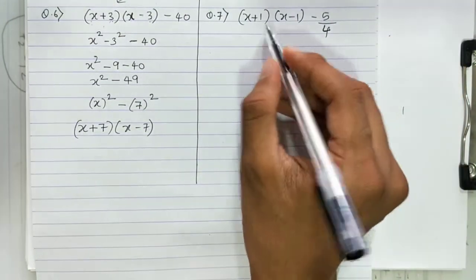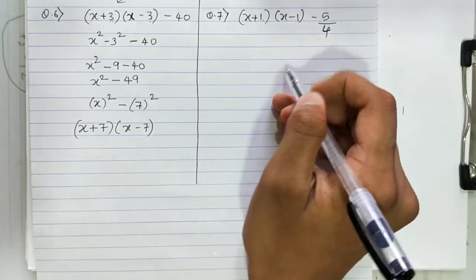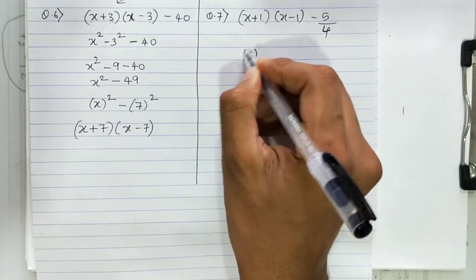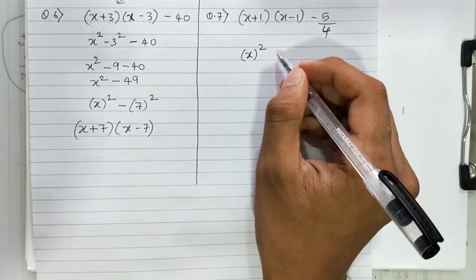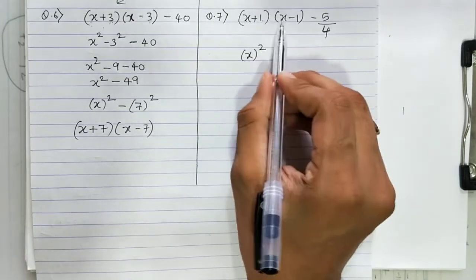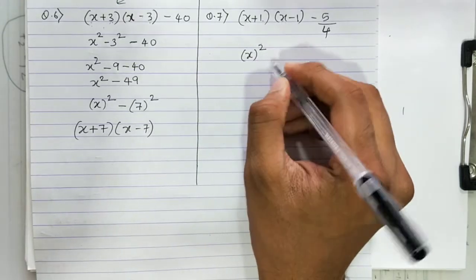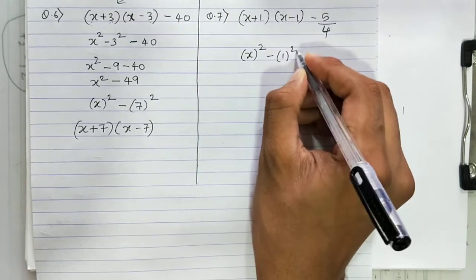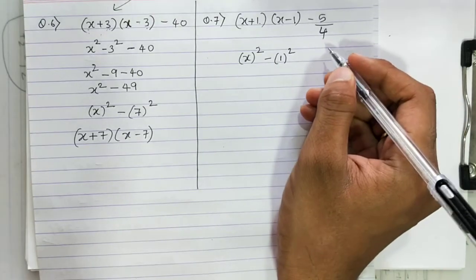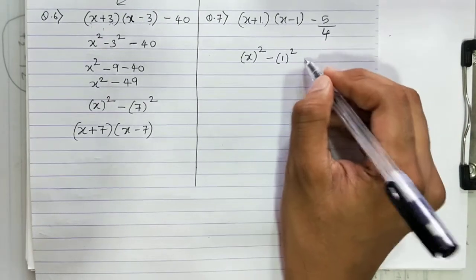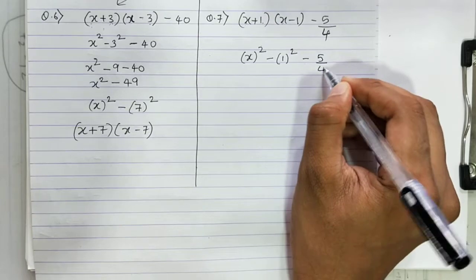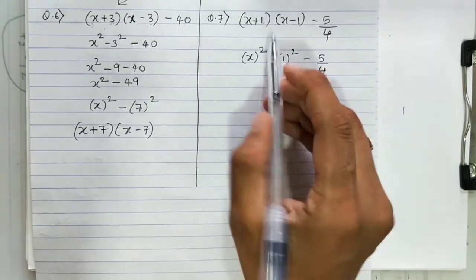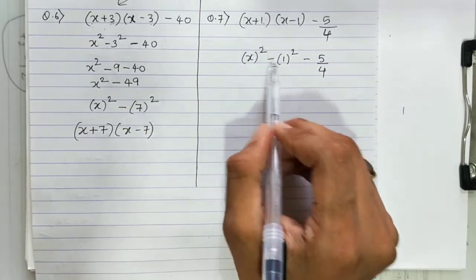How to solve the sum? x plus 1, x minus 1 can be written as x square. See again, a plus b, a minus b can be written as x square minus 1 square. Okay, minus 5 upon 4. See, this is a plus b, a minus b, a square minus b square.